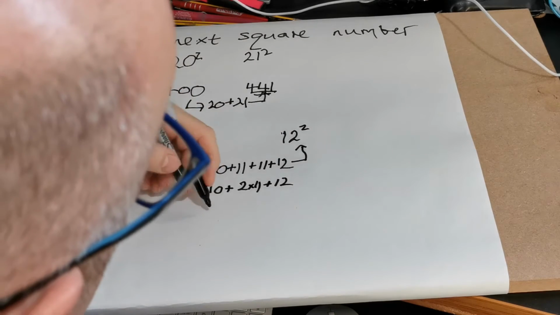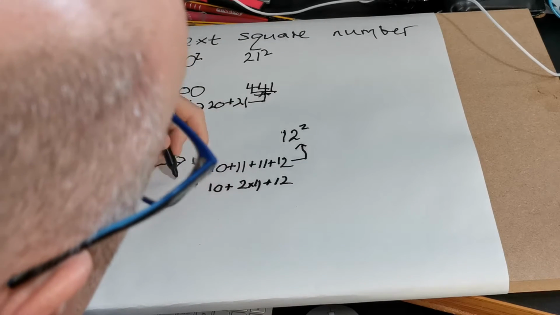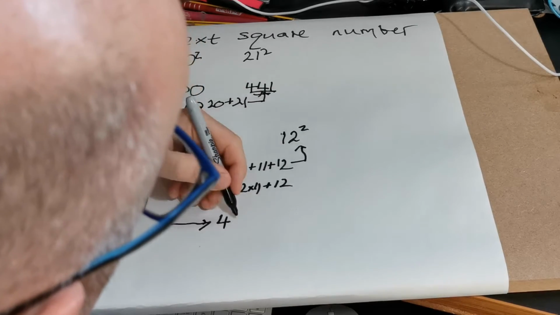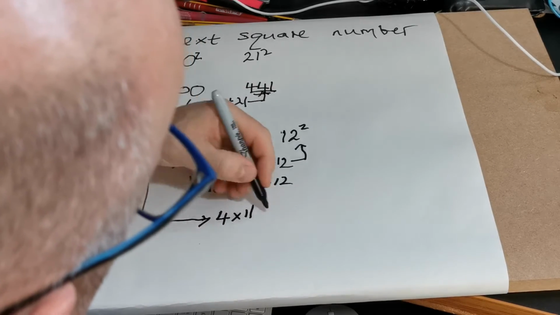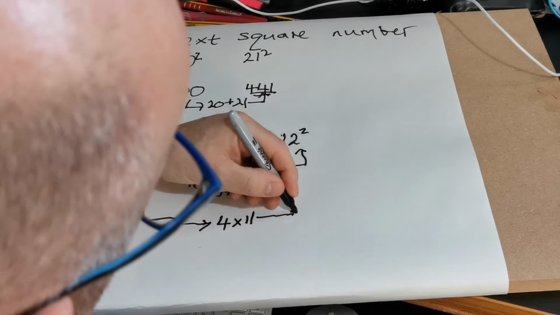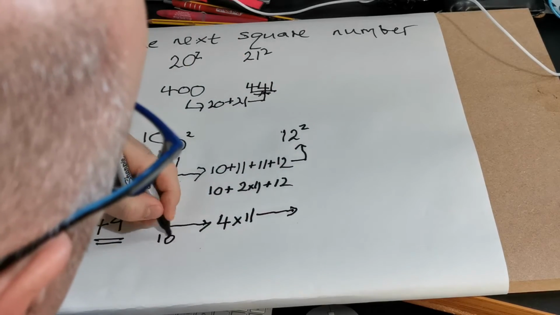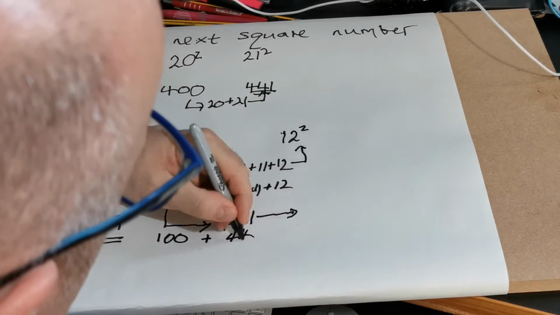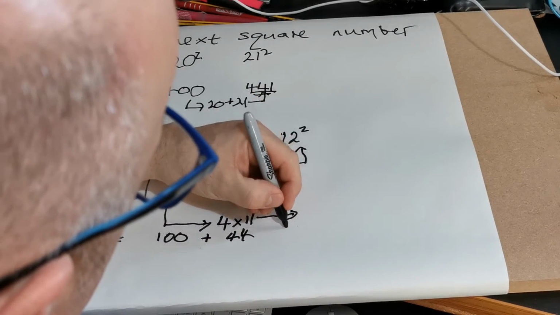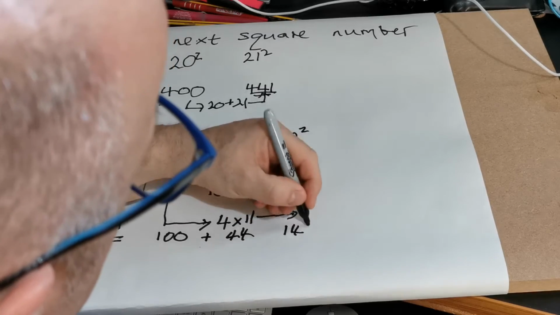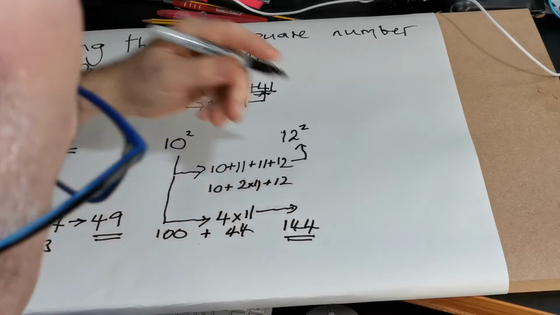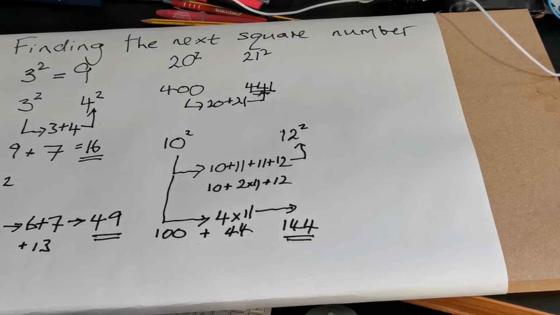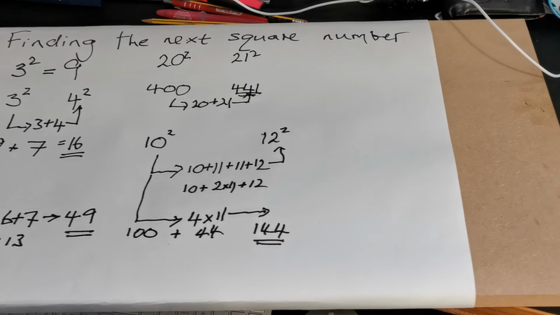So I could say I'm adding on 4 times 11, which would give me 100 add 44, which is 144, which is 12 squared. Now this rule of 4 times what's in the middle works all of the time.